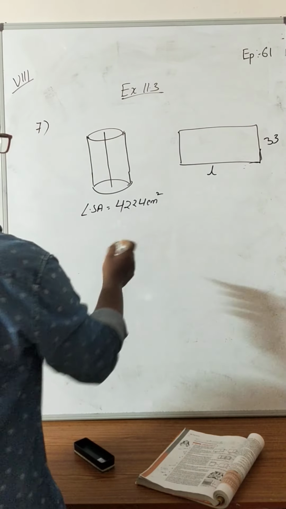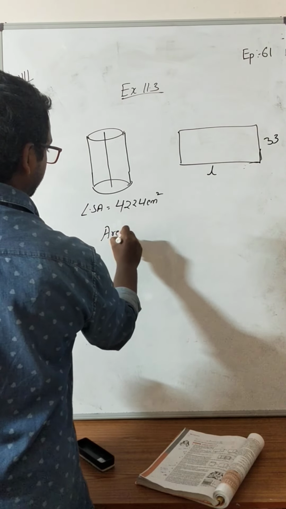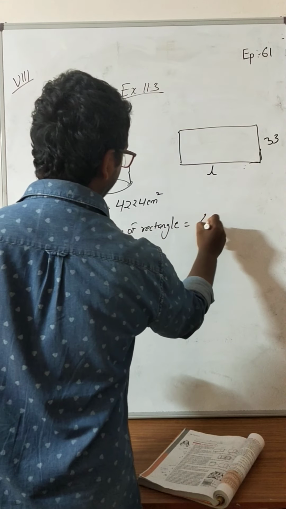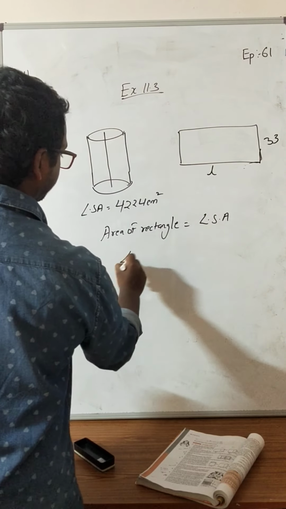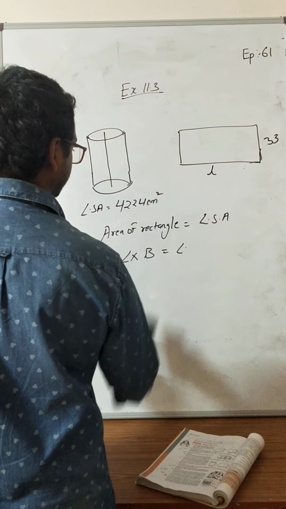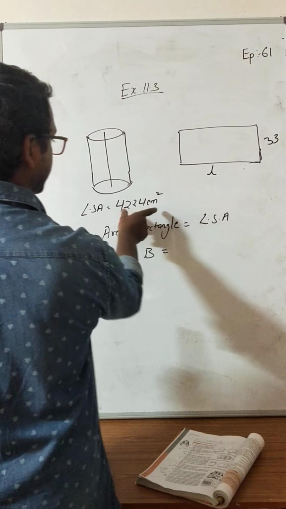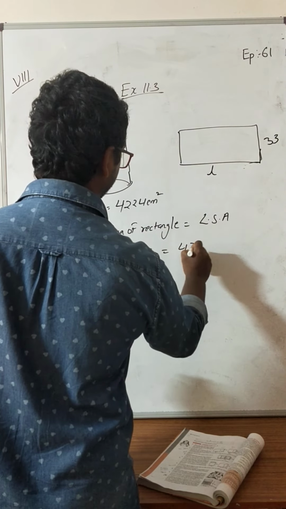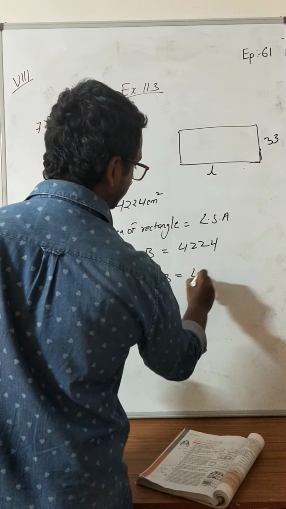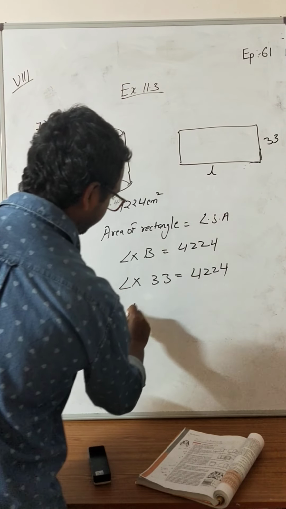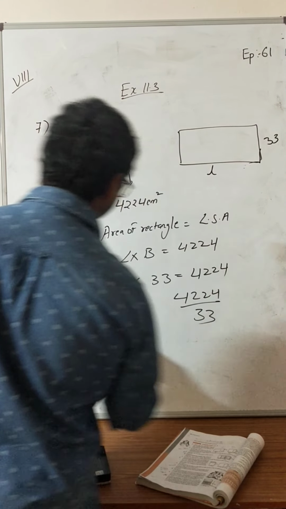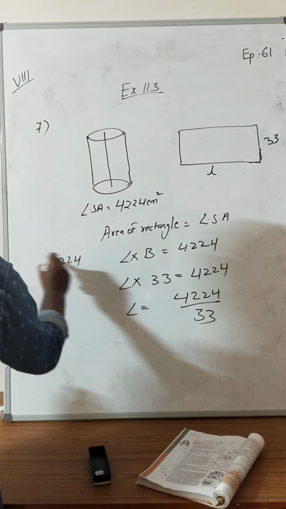So area of rectangle is equal to LSA, lateral surface area. Area of rectangle is length into breadth. Length into breadth is equal to LSA, which is given here as 4224. So length into 33 is equal to 4224. From here we will get length, where length is equal to 4224 divided by 33. So if we divide, we will see what we will get.